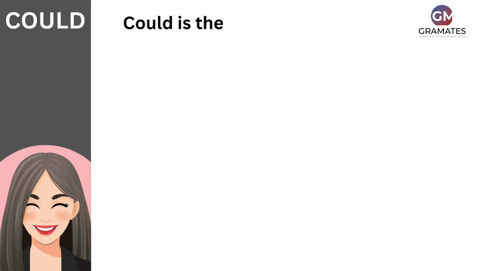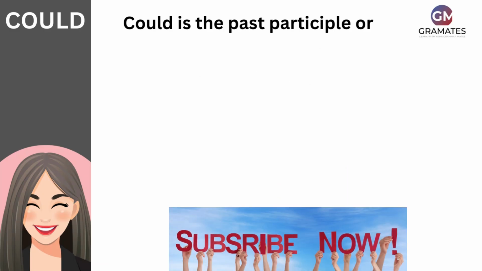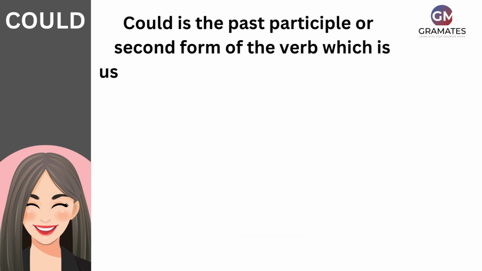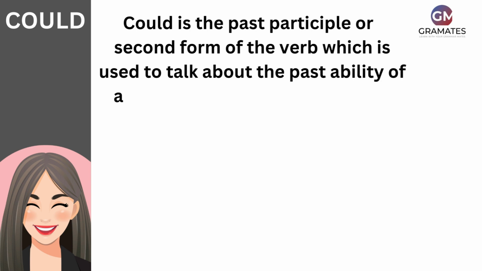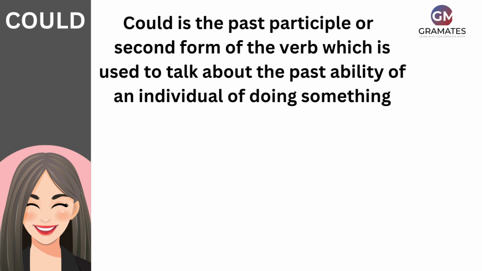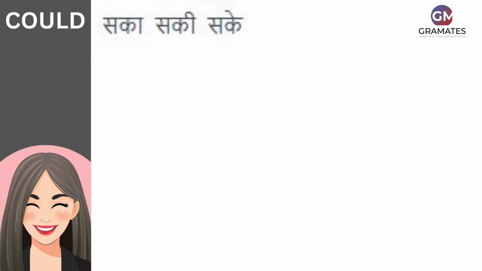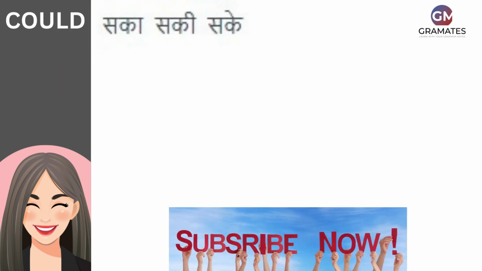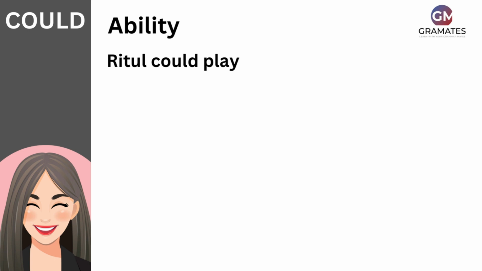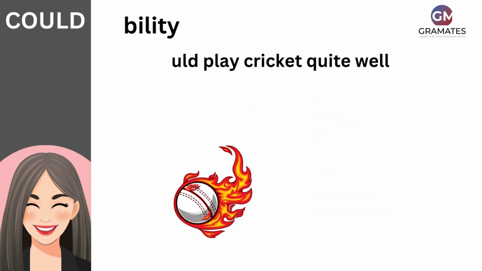Now let's learn about the could modal verb. Could is a past participle or a second form of verb which is used to talk about a past ability of an individual in doing something. Could का use हम past में करते हैं किसी ability को दिखाने के लिए past की. Could को हिंदी में हम सका, सके, सकी भी बोल सकते हैं. Like can modal verb, could is also used for ability. For example, Ritul could play cricket quite well.